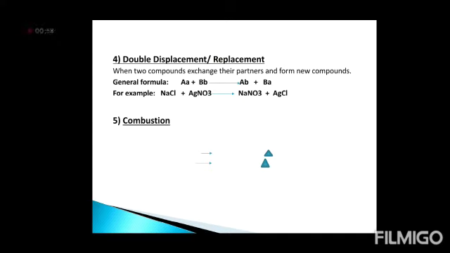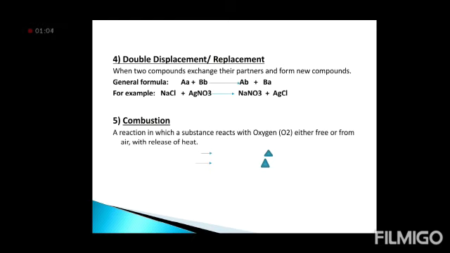Number 5 is combustion. Combustion means burning. As you all know, burning requires oxygen. So the definition is a reaction in which a substance reacts with oxygen, either free or from air, with the release of heat. It means that there are two conditions for a combustion reaction. Number 1 is that oxygen must be present on the reactant side, and the second one is that combustion reactions are completed with the release of heat energy.